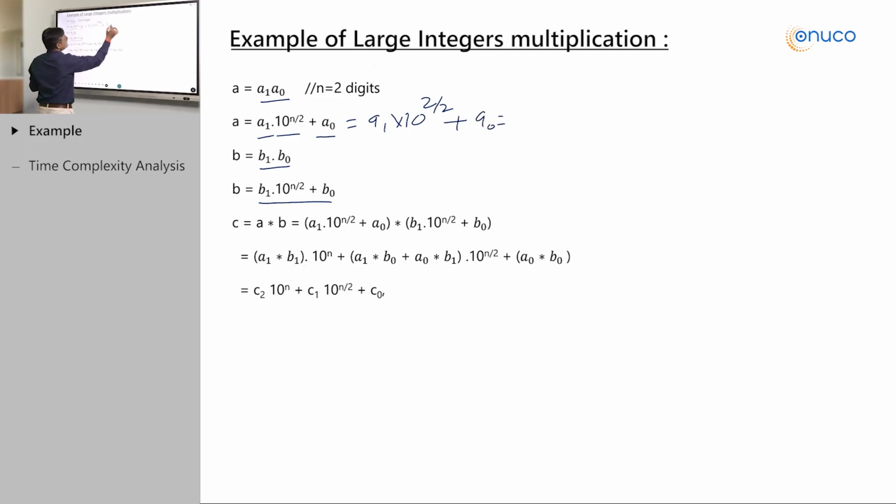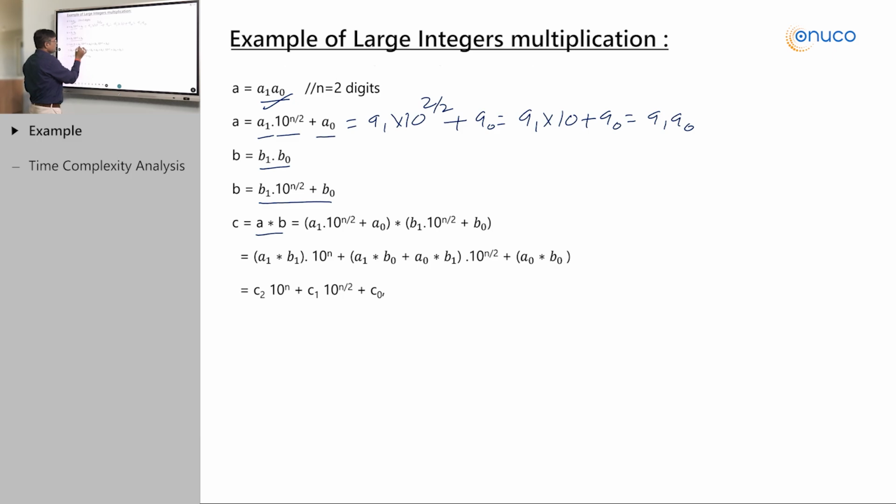So what is that value? A1 into 2 divided by 2 is 10 to the power 1, which is 10, plus A naught. A is going to be A1 A naught. You will be getting the same values. What is the value? 10 to the power n by 2. Probably you understood this. Similarly, we can do it for B: B1 into 10 to the power n by 2 plus B naught.